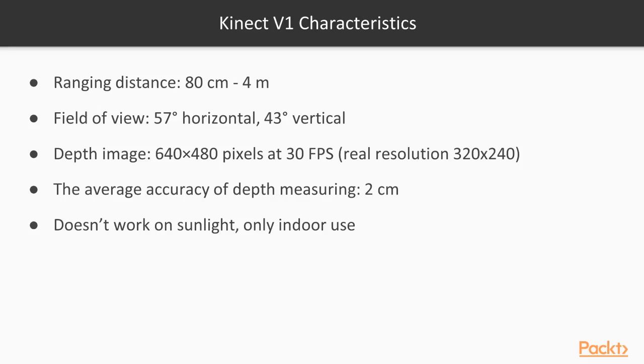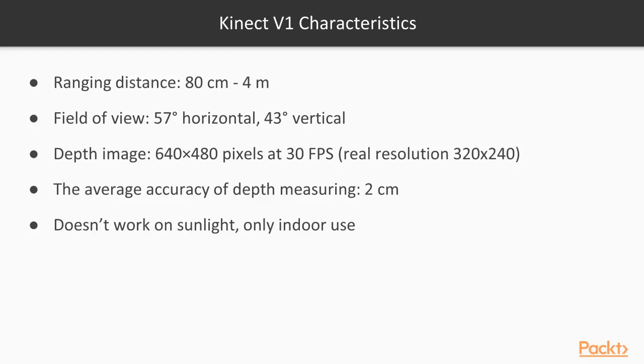Kinect outputs depth image with resolution 640x480 pixels at 30 frames per second. But native depth resolution is lower and is artificially enlarged to this size. The accuracy of the depth measuring depends on the distance, but average value is 2 centimeters. Also, the device has a color camera of moderate quality.